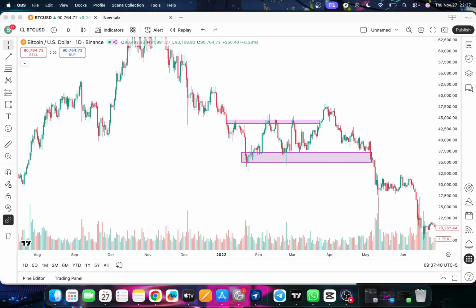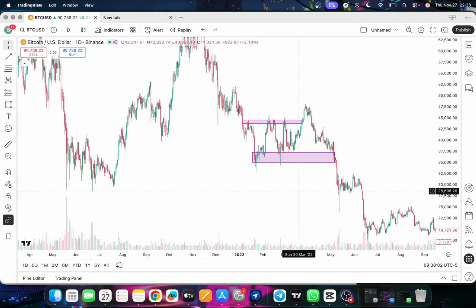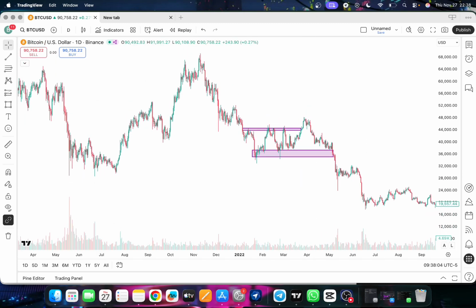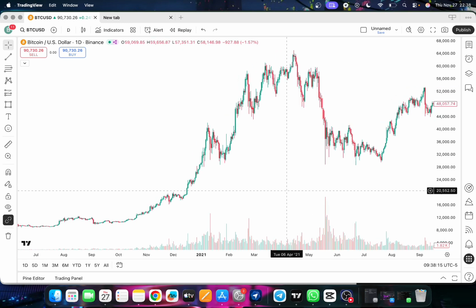Hello guys and girls, this is how to identify trending and sideways markets. I'm going to make it nice and quick for you guys. As we know, this is the daily time frame. I'm going to keep it on the dailies to make it nice and simple.